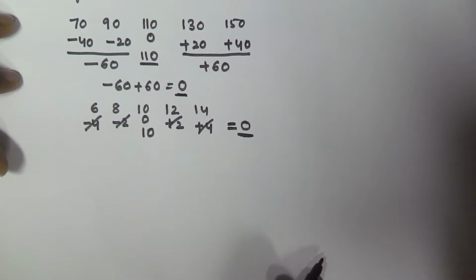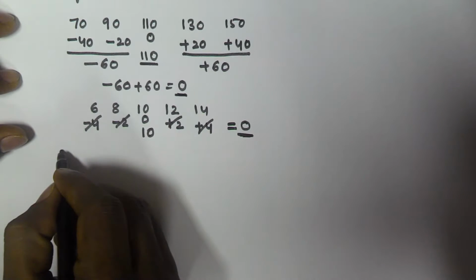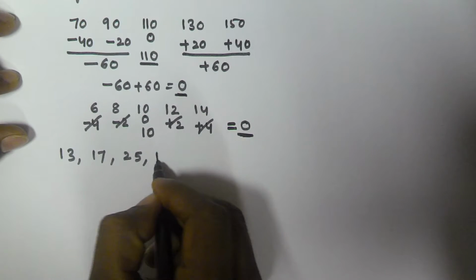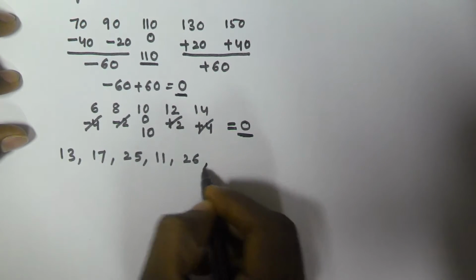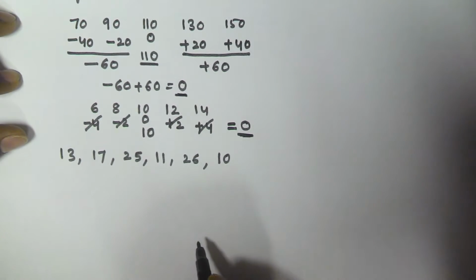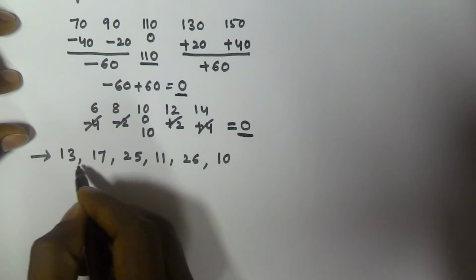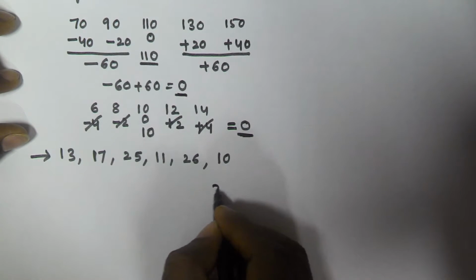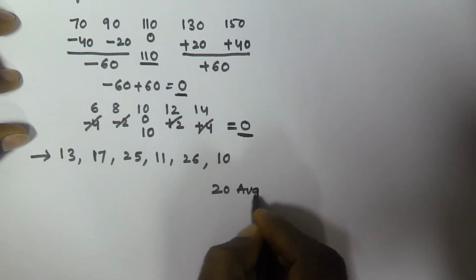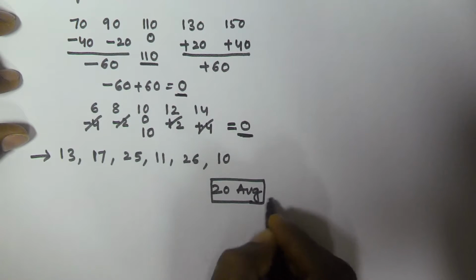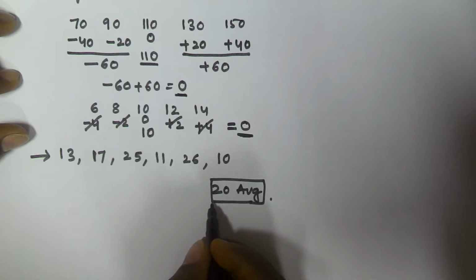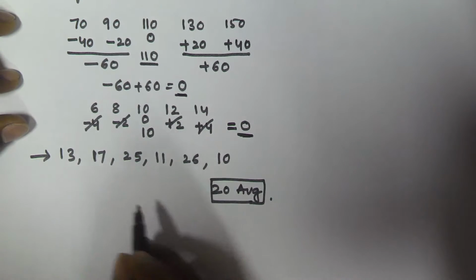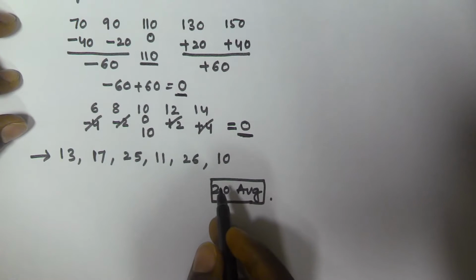Now find the average of 13, 17, 25, 11, 26 and 10. Let us assume 20 is the average of these numbers. If 20 is the average, then it is going to make equal negative deviation and equal positive deviation, right?